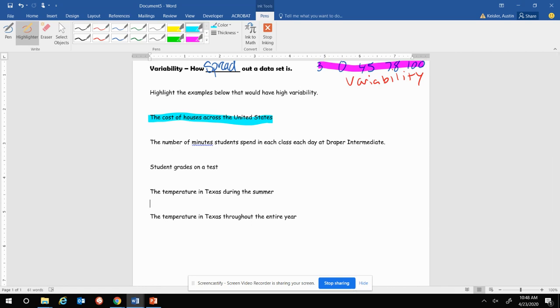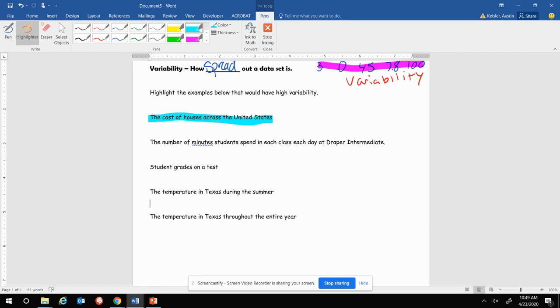The second one says the number of minutes students spend in each class each day at Draper Intermediate. Well, if you think about it, that's going to pretty much stay the exact same amount of time every day for every class. So that example is not going to have variability in it.